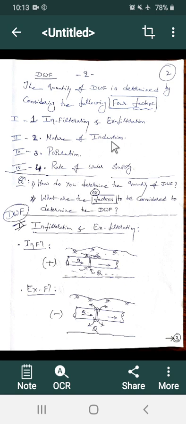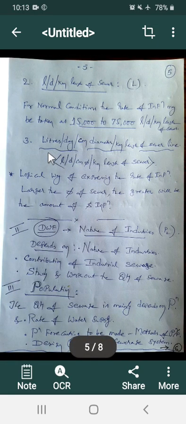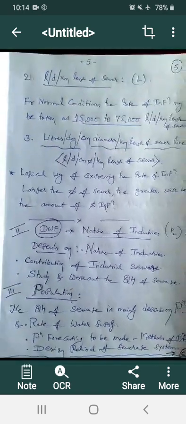Okay, next one is the population. This population is the third one. Population is very important, that is, the quantity of sewage is mainly based on the population. Why? Because the rate of water supply is very important. The rate of water supply, how much quantity you are giving to the public, that much wastewater is coming outside. See, number one is nature of industries, number two is population, and the first one is infiltration; exfiltration is already discussed.